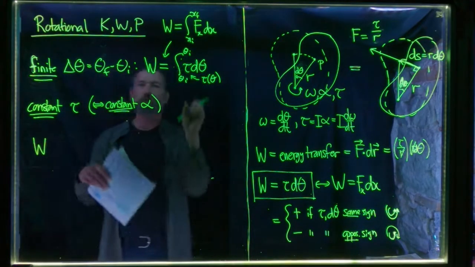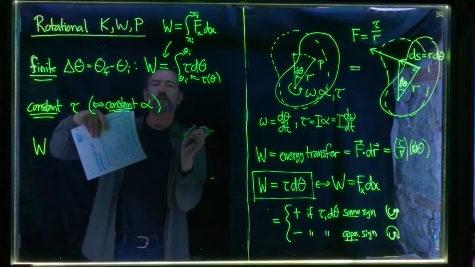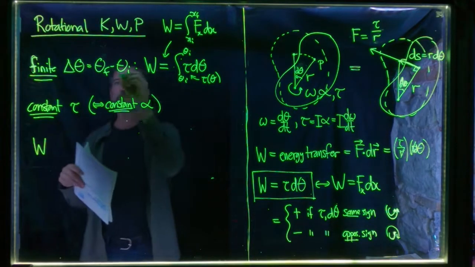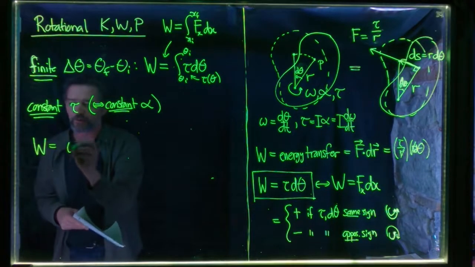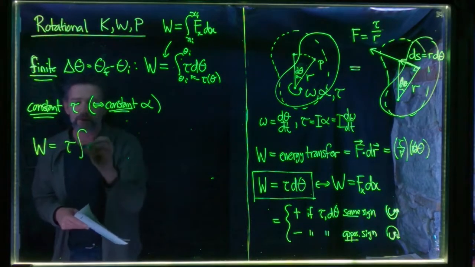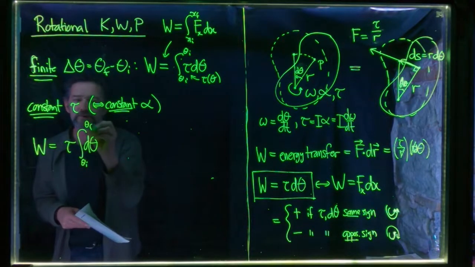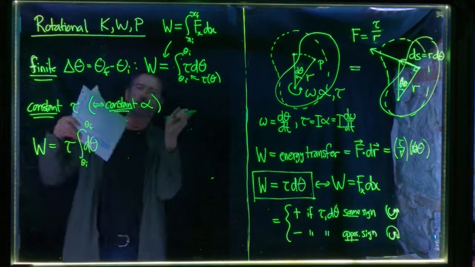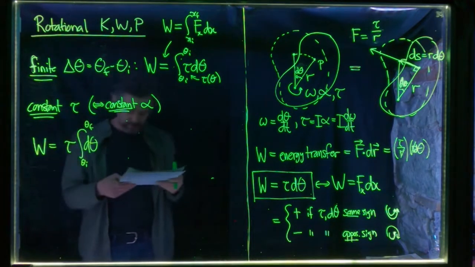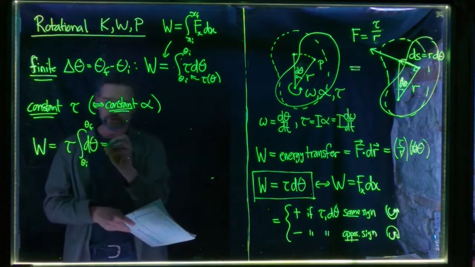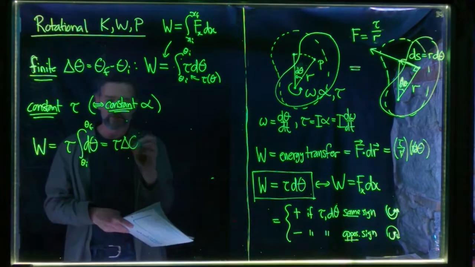Then we can pull the torque outside of the integral, and the work done by a constant torque as it acts over a finite displacement from theta initial to theta final is going to be equal to the torque pulled out of the integral times just the integral of d theta from theta initial to theta final. That's just adding up all the incremental changes in theta. Well, that's just the total change in theta, delta theta. So that's the constant torque times delta theta.